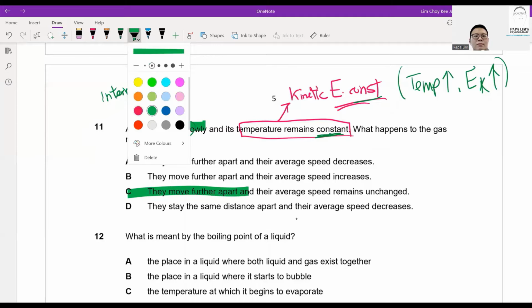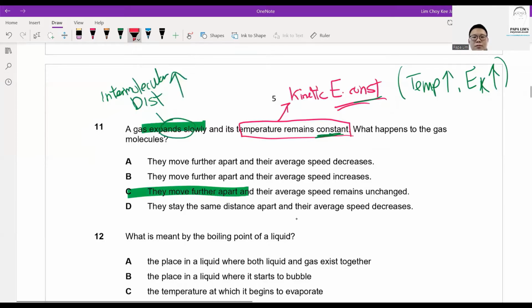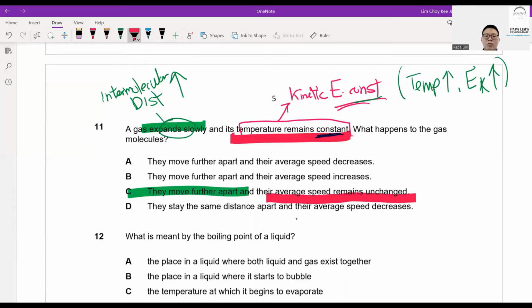Then when I say the red color, temperature remains constant, it actually means the average speed of the molecules remains unchanged. So the clues to answer are given in the question already. Students need to take note and be sensitive to the wording or phrasing that the question is trying to hint at. From there, they can deduce the possible answers, not like anyhow trial and error. So take note of the clues that are given to us. Appreciate the clue, appreciate the question.